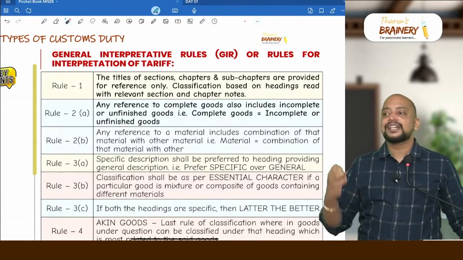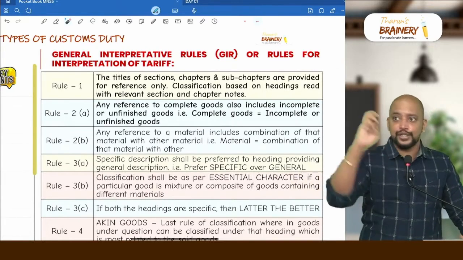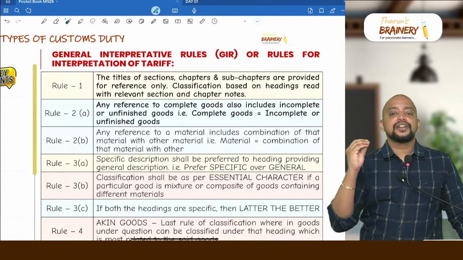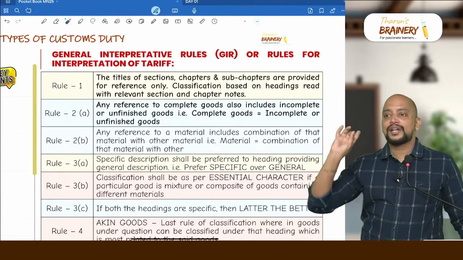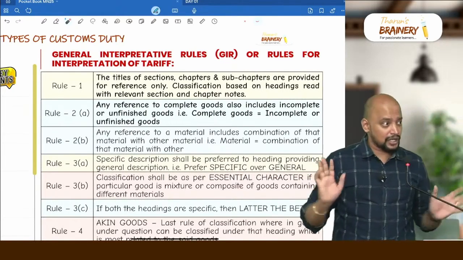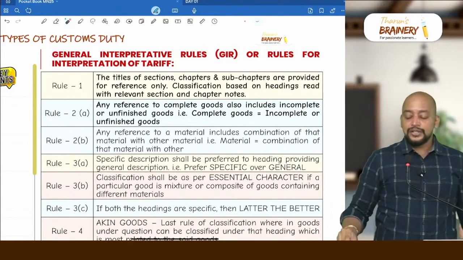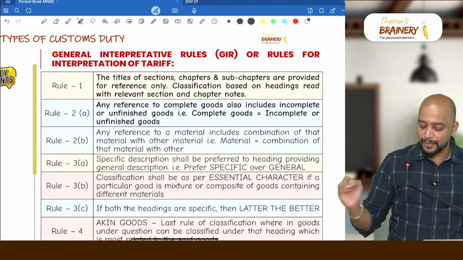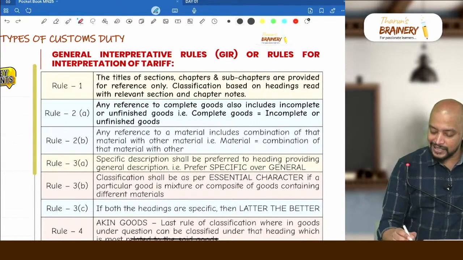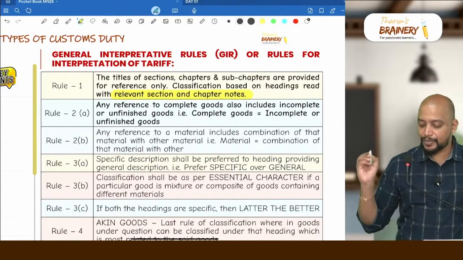So for that reason classification plays a key role, and most of the time it will be easy to classify imported goods and exported goods in the tariff, but sometimes it will be difficult. For that purpose we have general interpretative rules. Rule number 1 says that the titles are for reference, meaning don't classify based on just the headings. Read the section notes and chapter notes. Section notes and chapter notes are relevant for the purpose of classification.